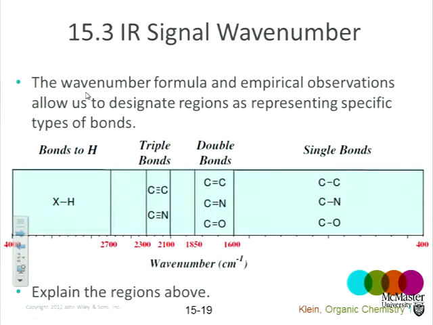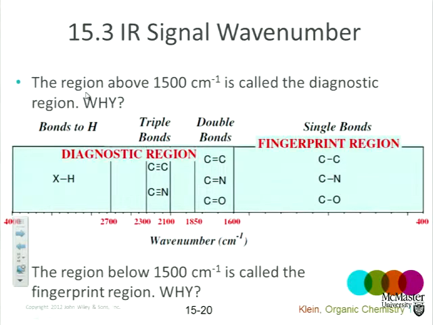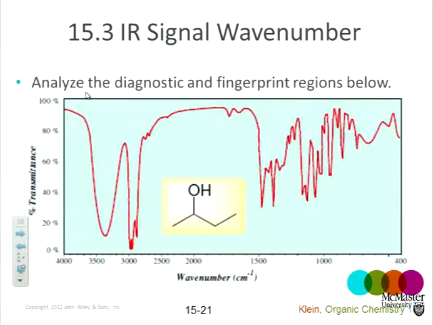Okay, so what we cannot determine, because they're all down in the fingerprint region, is the presence of single bonds. Does that make sense? Okay, so we can't do single bonds, but we can do double, triple, and bonds to hydrogen. So there's the fingerprint region, and the rest of it is called the diagnostic region because we can actually use it to make a diagnosis of our structure.